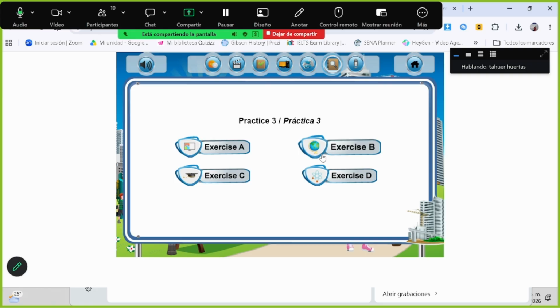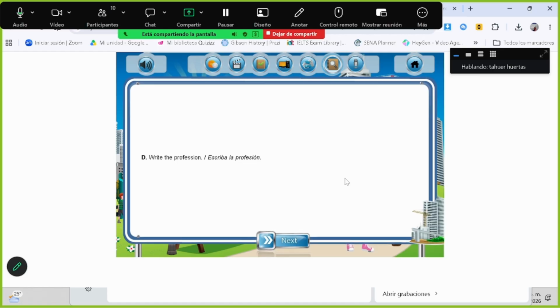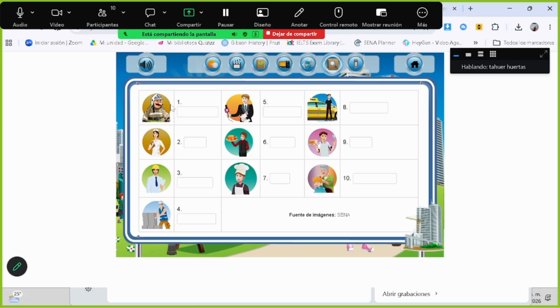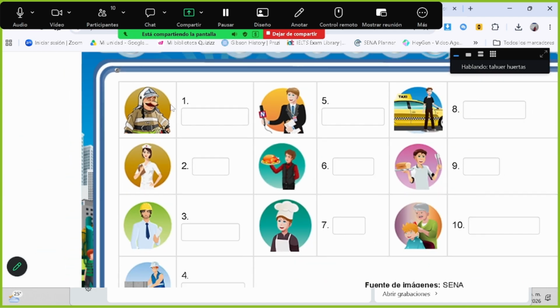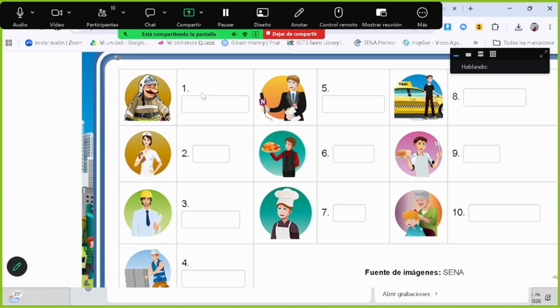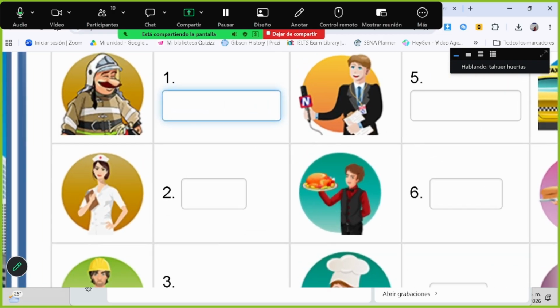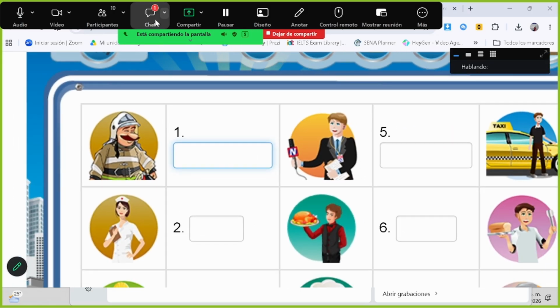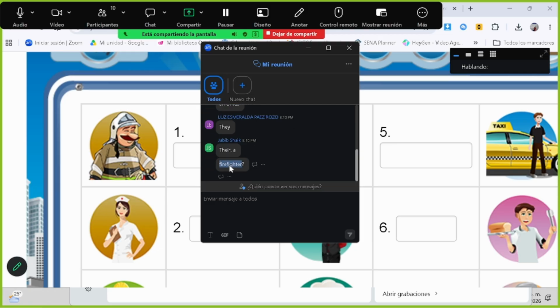Here we have more Practice 3. Let's see exercise D. Write the profession. This is a writing activity. So tell me, people. Don't search on Google. Don't search on internet. Tell me just if you remember. What is the name of this occupation? Firefighter.